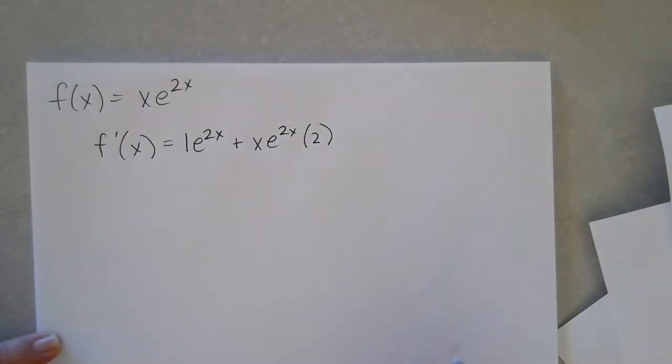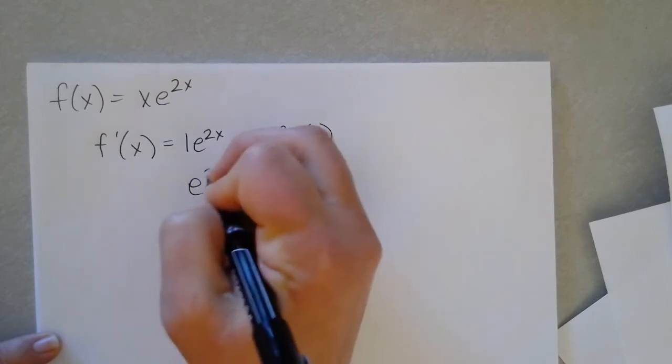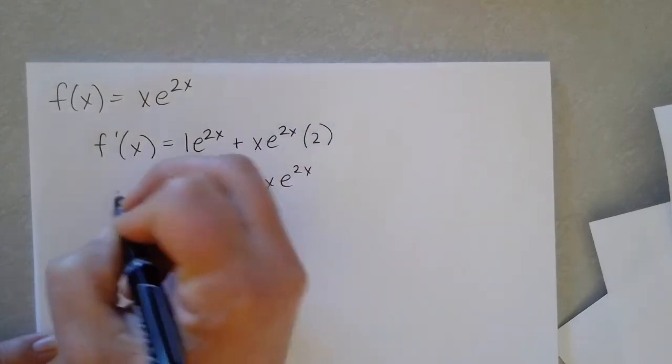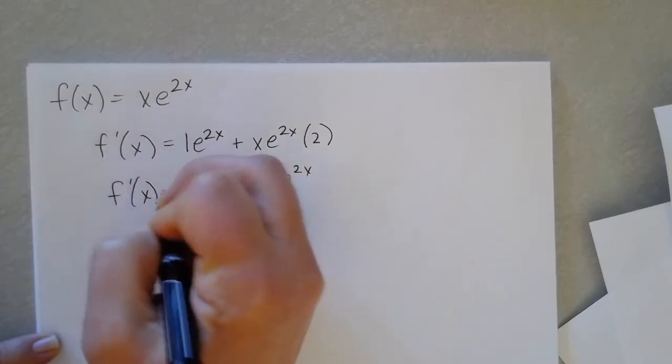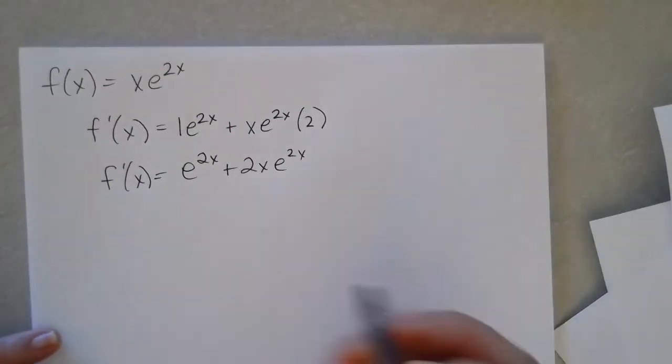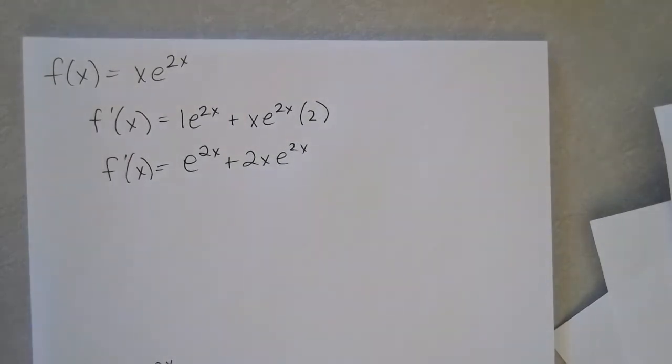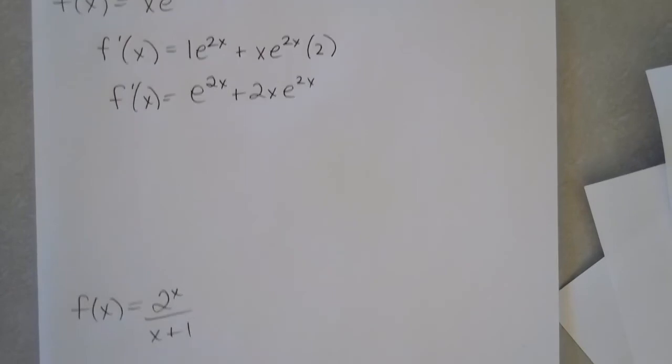And that's it. I could neaten this up a little bit and just call this e to the 2x plus 2x e to the 2x is f prime of x equals. Now, maybe your book will show that you factor out the e to the 2x. It's really not necessary unless we're doing something specific with it.